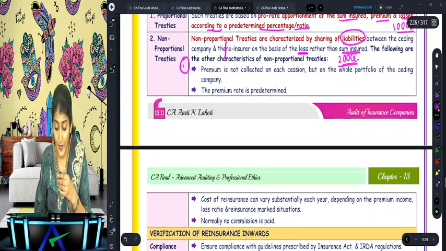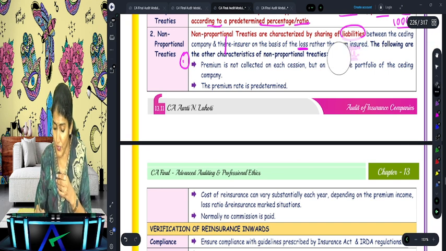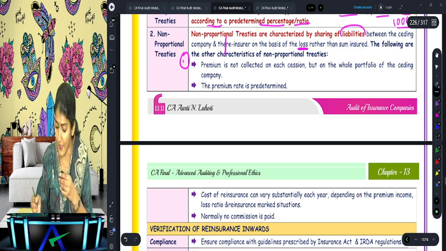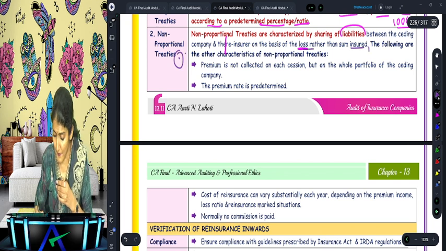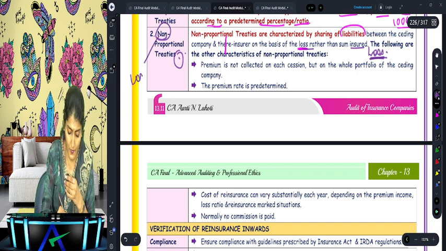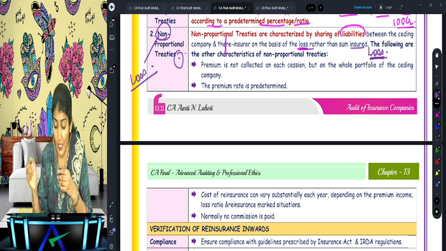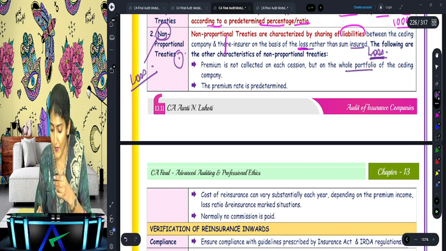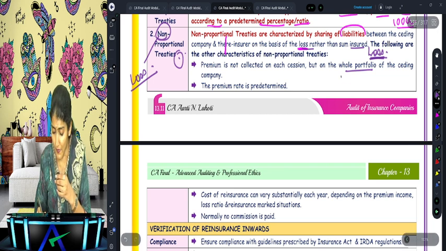And the following are the other characteristics. So what is the characteristic of a non-proportional treaty? Here the focus is on the loss rather than the sum insured. Non-proportional treaty, the focus is on the loss. Now, premium is not collected on each cession, but on the whole portfolio of the ceding company. So again, this loss is calculated not individually, but on the whole portfolio. Then what does it say?